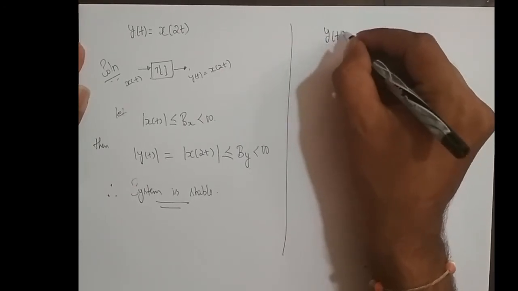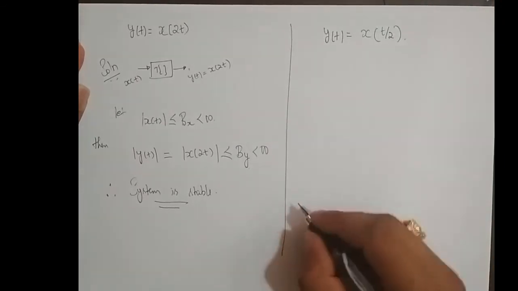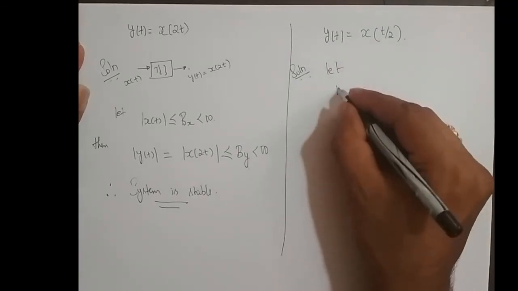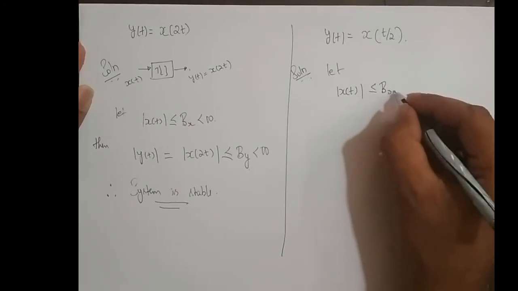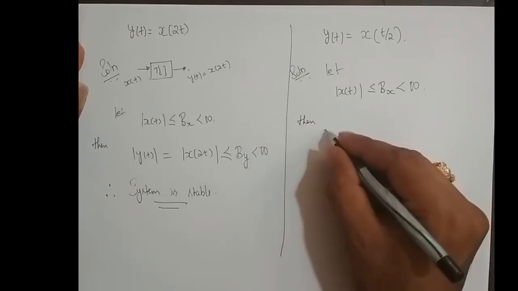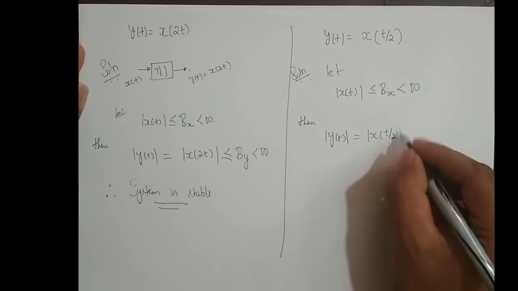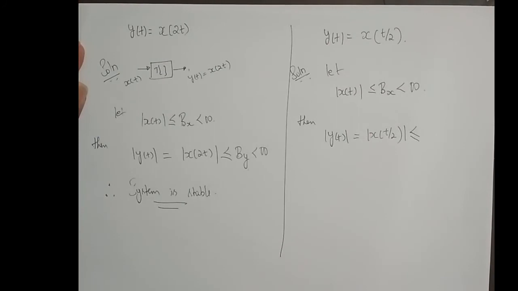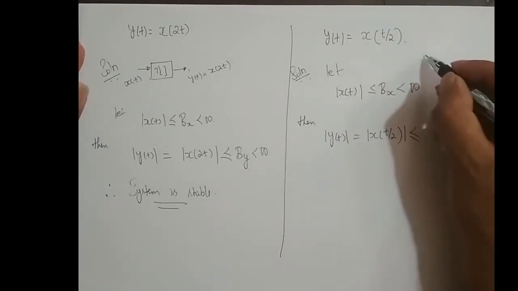Okay, we'll take up one more. Y of t is equal to x of t by 2. Solution. We'll assume that the magnitude of x of t, the input we are feeding to the system, is bounded by a value bx, and that value is less than infinity. Then magnitude of y of t, which is equal to magnitude of x of t by 2, is less than or equal to, so what do you say? Is this bounded? Yes, right?